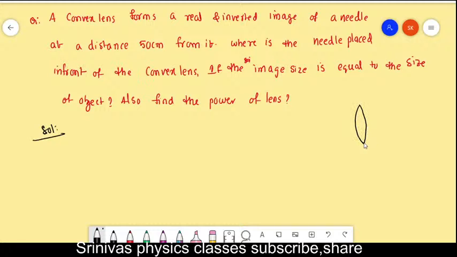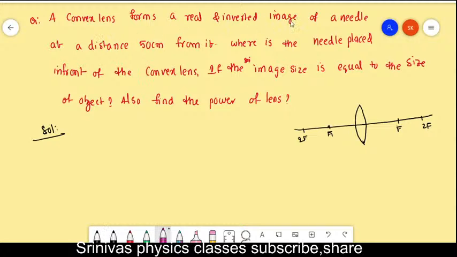Actually, in case of a concave mirror, if the object is placed at the center of curvature, the image will be formed at the same size, inverted. This is the focus, and this is 2f, and this is f and 2f. At what location do we have to place the object to form the same size image? Okay, this is our question.